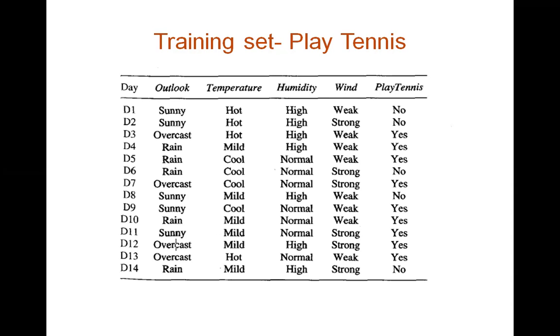So we have some 14 examples here. 14 training examples are present here. For this data, we are going to construct a decision tree. And other than these conditions, if any new condition is given, then our tree will suggest whether play tennis is yes or no. So with the help of that tree, you can understand whether play tennis is yes or no.